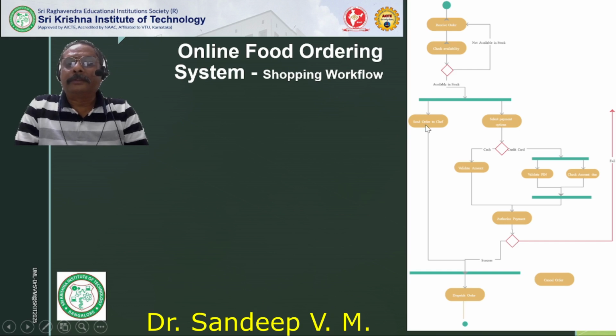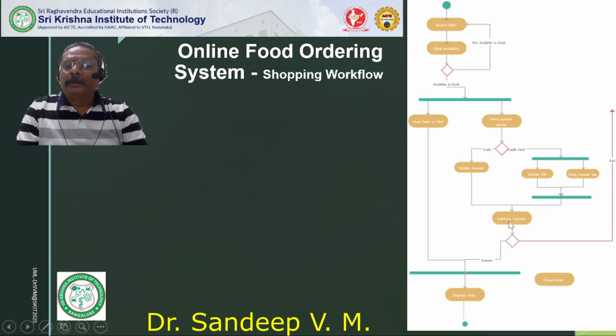One side is send the order to the chef. On the other side, you start preparing for the payment. If the payment is cash, then directly take the cash. If the payment is through a credit card, then we have to do two actions. One is select the pin, the other is check the amount due. And if both are true, then it continues with the payment.